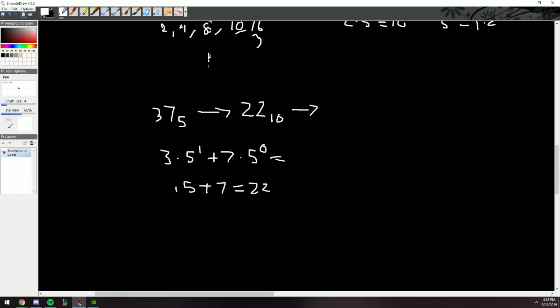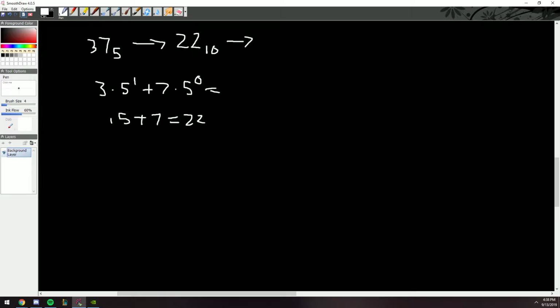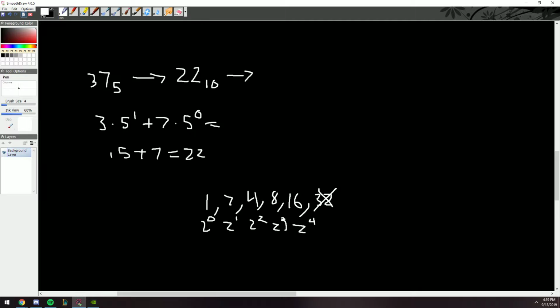So now we have 22 in base 10, and we want to convert this to binary. So let's just think about the largest power of 2 that is less than this number. So we got 1, 2, 4, just keep doubling, 8, 16, 32. Well, 32 is larger than 22, so we know that 32 can't be here. So if we think about it, this is 2 to the 0, 2 to the first, 2 to the second, 2 to the third, 2 to the fourth. Okay. So now, let's see. So this would be 1 times 2 to the fourth. So we're going to write that down because that's the digit. So this would be 1.